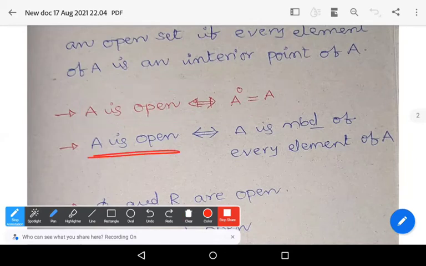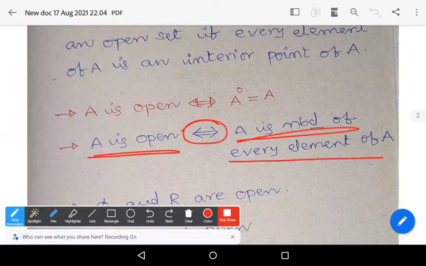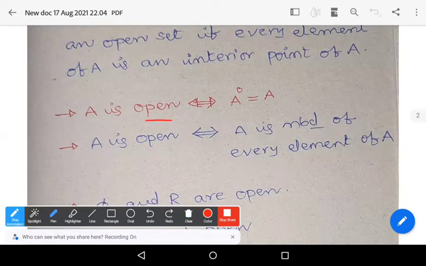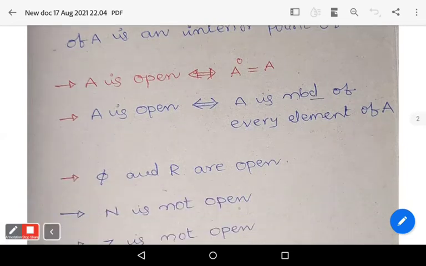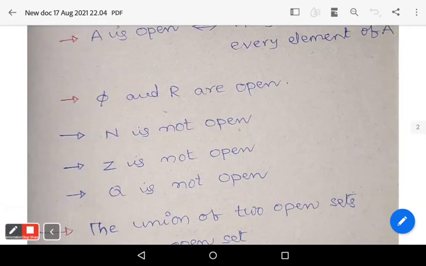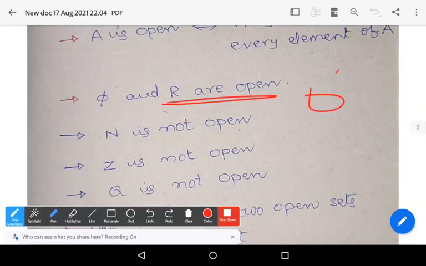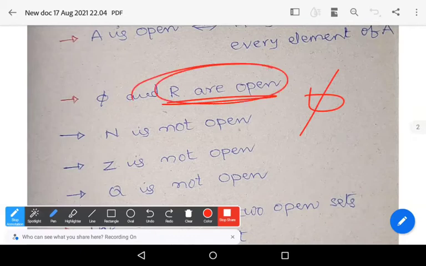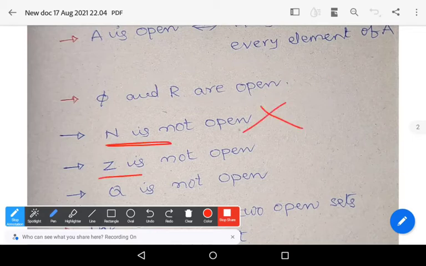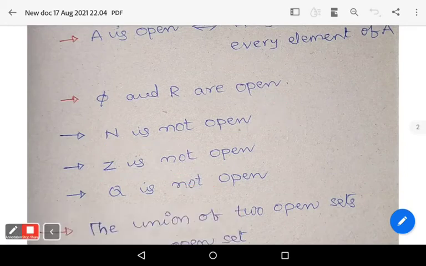In other words, A is open if and only if capital A is a neighborhood of each and every point of A. Again, the right definition: any set is said to be an open set if and only if it is the neighborhood of every point of A. The best examples for open sets are the empty set and the set of real numbers. Natural numbers are not open. Integers are not open. Rational numbers are not open. But real numbers are an open set.